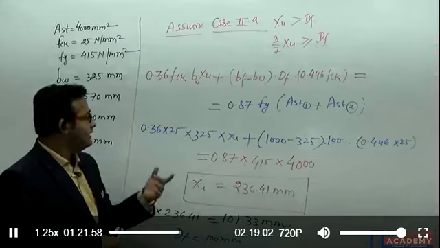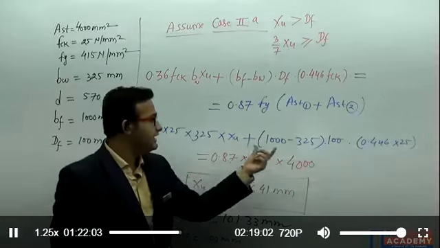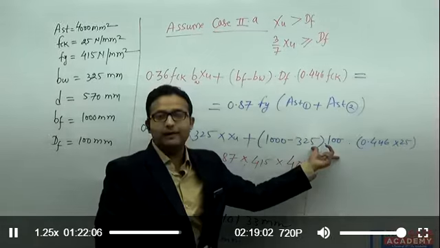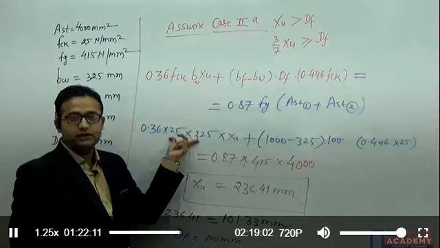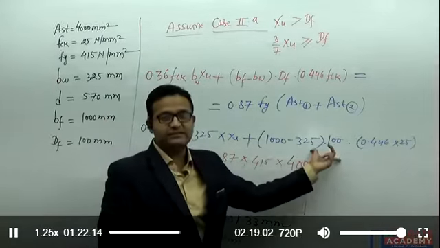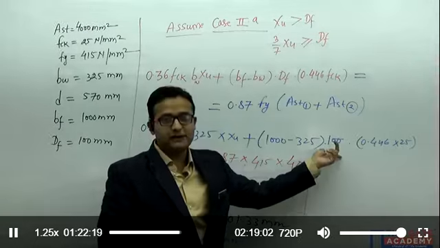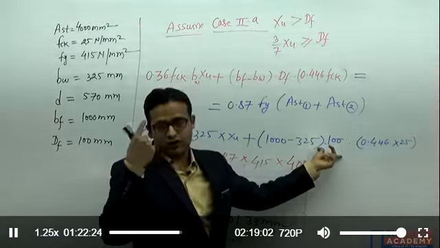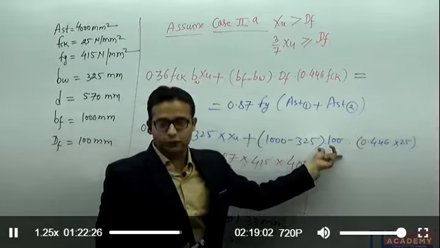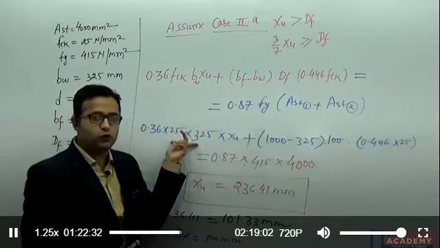What I am going to do here, in this term, I am going to multiply the lever arm. In this term also, I am going to multiply by the lever arm. This is the term which is giving the compressive force due to the web, and this is the term which is giving the total compressive force due to the flange. So for the flange portion, your lever arm is D minus Df by 2. And for the web portion, we have calculated the lever arm is D minus 0.42 Xu.